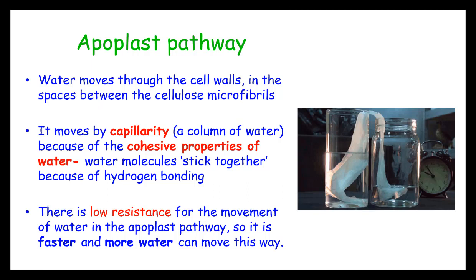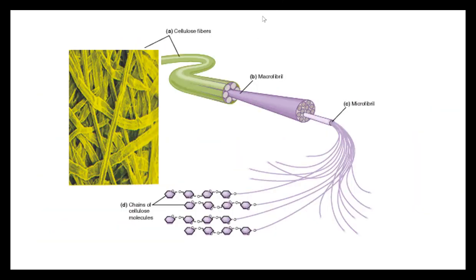First of all then, we've got the apoplast pathway. Now this is when water moves through the cell walls in the spaces between the cellulose microfibrils. So this here is basically a cross section of a plant cell wall, and the cellulose fibrils are pretty much arranged like that, where they crisscross over each other, so the water can actually move through these little gaps between them by capillarity.